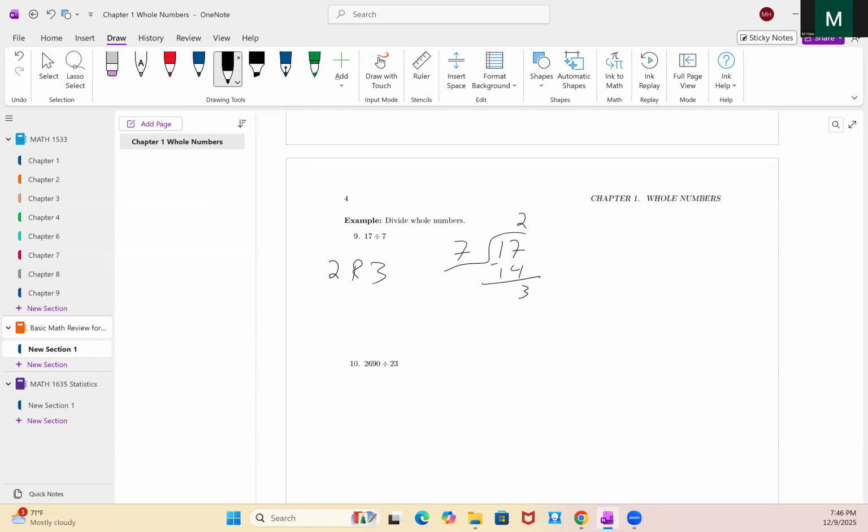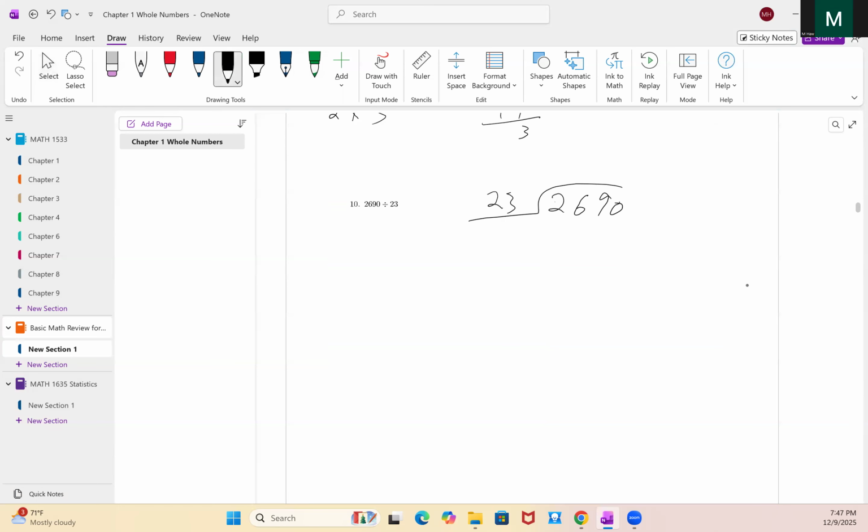We divide 2,690 by 23. 23 doesn't go into 2, but it goes into 26. So how many times? 1 time. So we put the 1 right above the 6. So 1 times 23 is 23. Now we subtract 23 from 26. 6 minus 3 is 3. 2 minus 2 is 0.